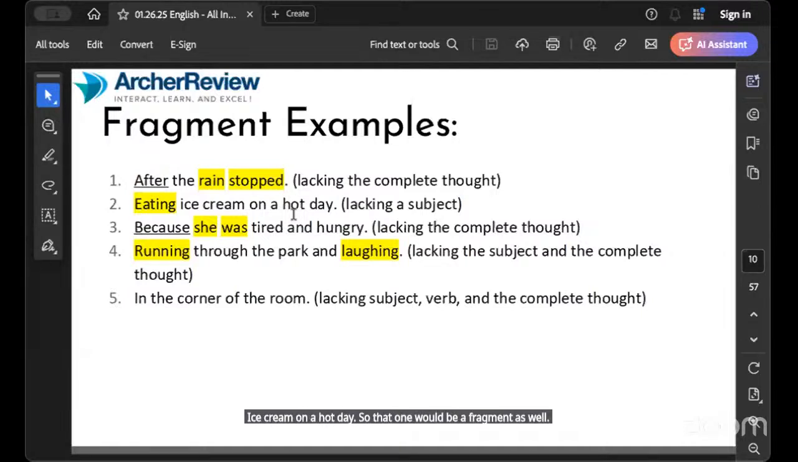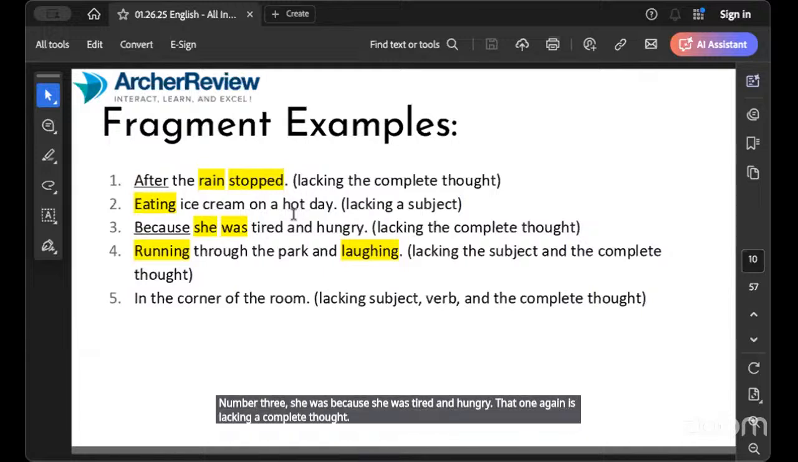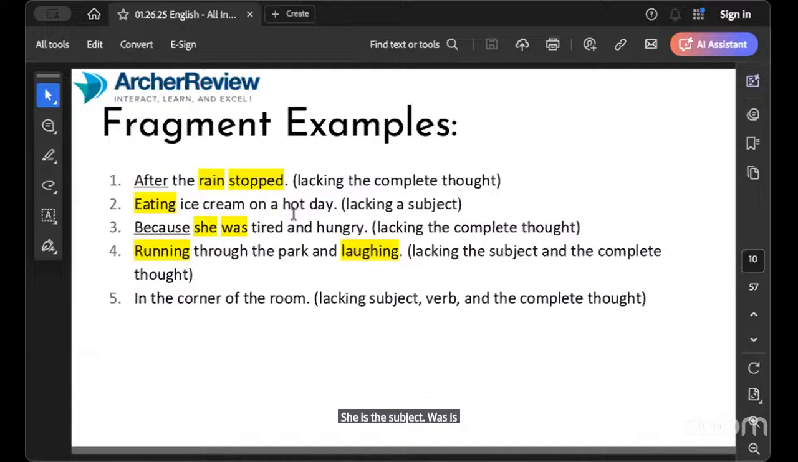Number 3, she was tired because she was tired and hungry. That one again is lacking a complete thought. She is the subject, was is the verb. We're describing her as tired and hungry. But because she was tired and hungry, what? She was grouchy? We don't know.